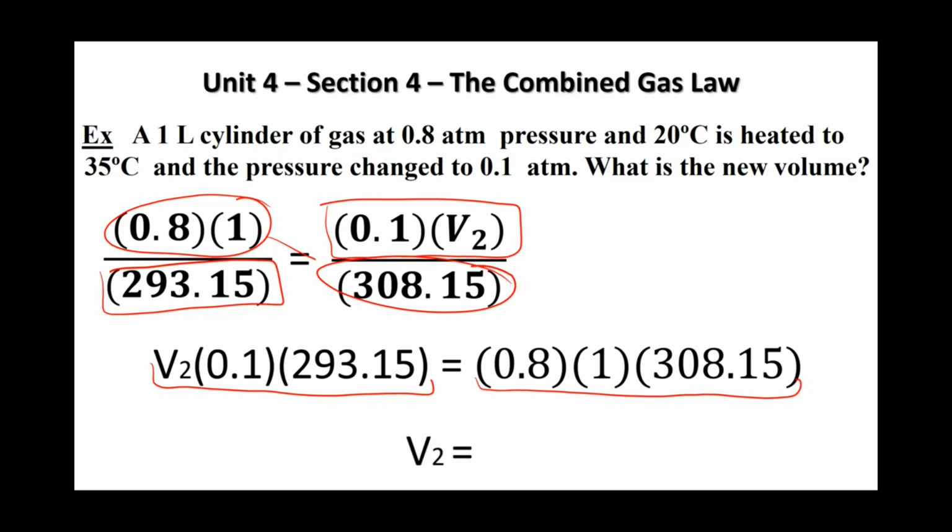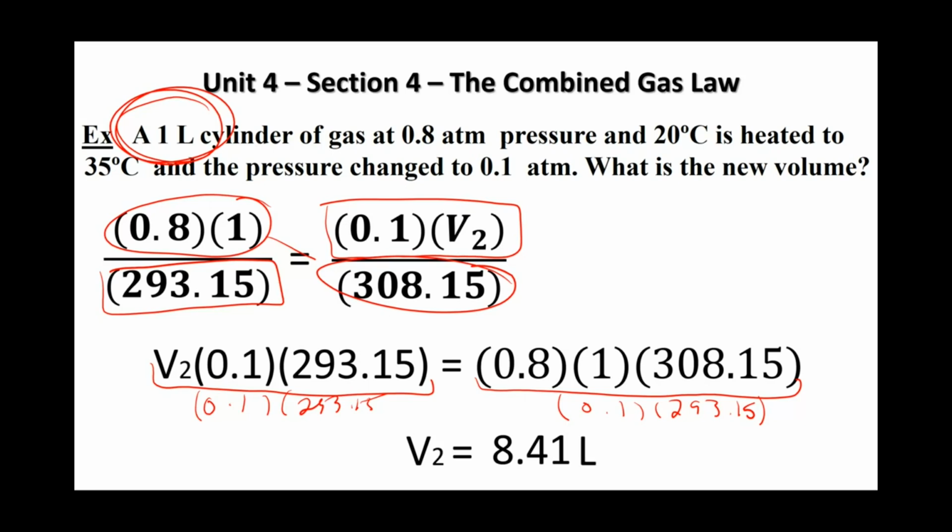And all we're going to need to do is divide both sides by this stuff here. So also divide on this side, and you can grab your calculator and start typing it in. If you've done this properly, you should get an answer of 8.41. Now, what are the units on this volume? Back up at the top here, we had 1 liter. So liters is what we were using, so liters is going to be the unit for V2.